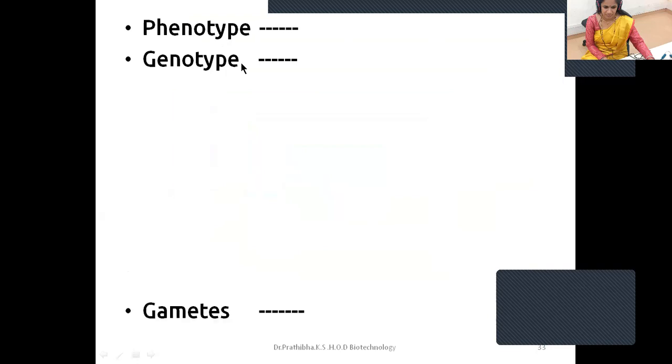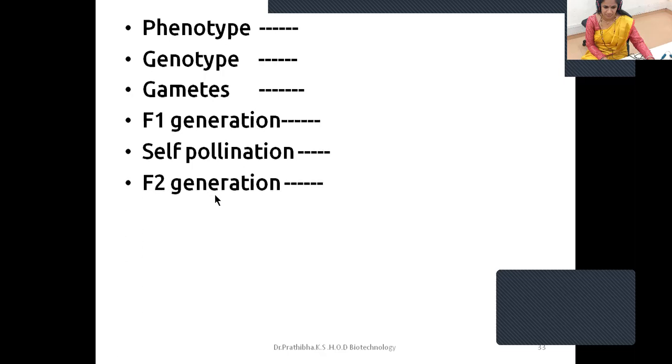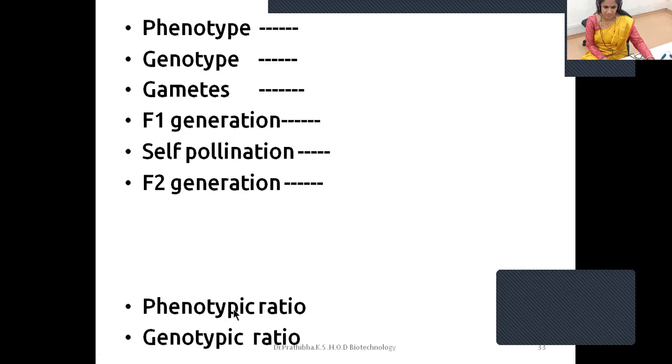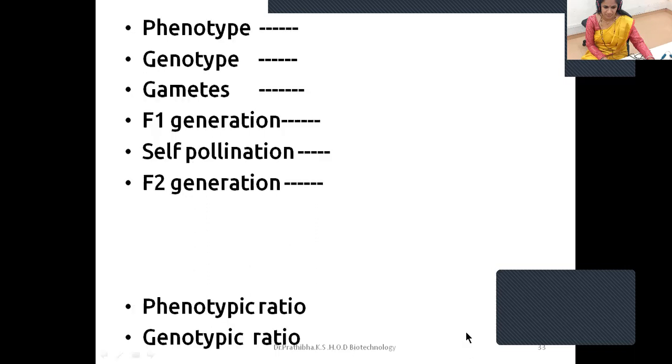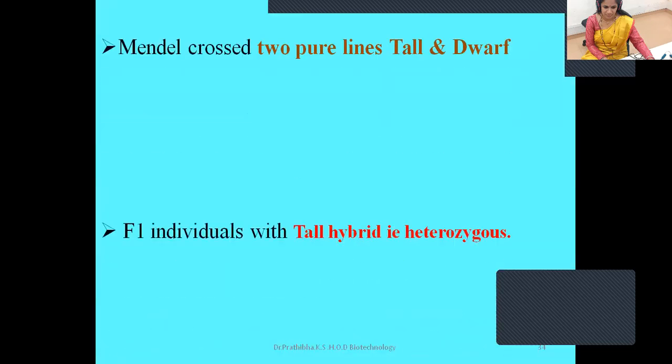Okay, now let us go through what you need to keep in mind while writing this particular cross. First, you need to write the phenotype, then the genotype, then the gametes, then the F1 generation you'll get. After the F1 generation, self-pollination or self-fertilization, then you'll get the F2 generation cross. Then later, after the cross, you need to write what the phenotypic ratio is and what the genotypic ratio is. Okay, so this is all about the monohybrid cross. Now let us go through the explanation.